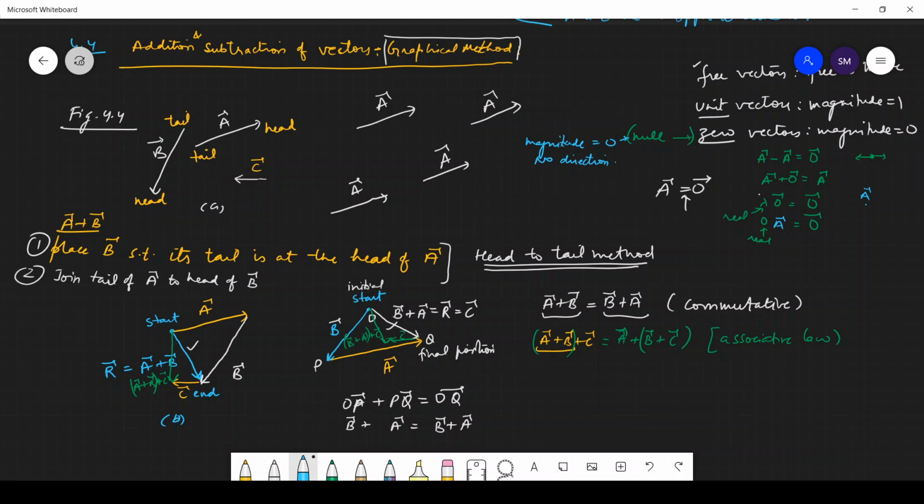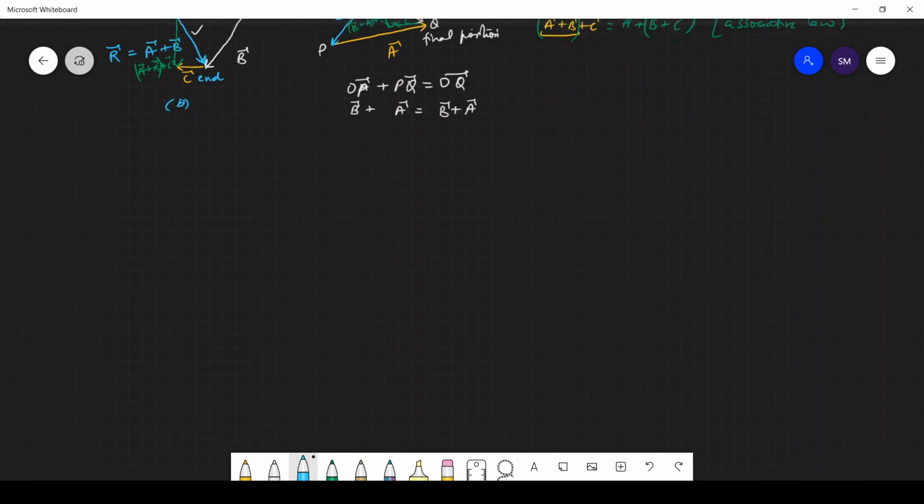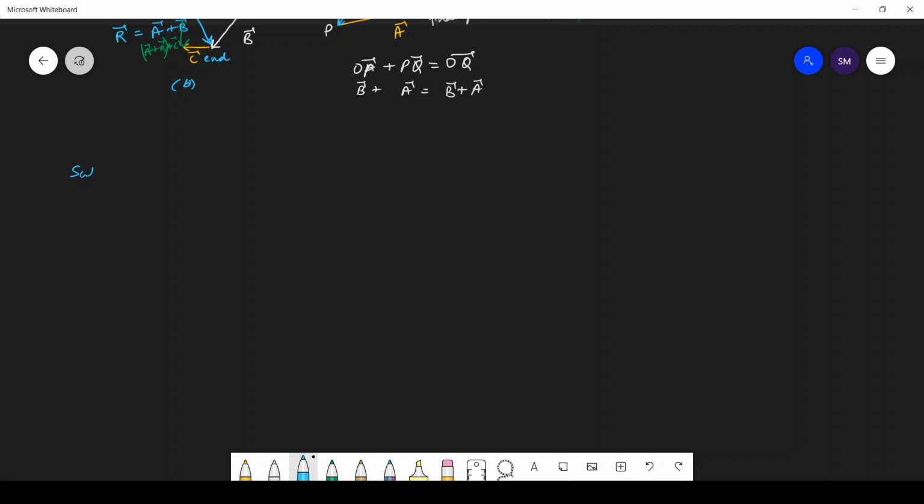It's clear. Now, what about subtraction? So subtraction of vectors. That is figure 4.5. So if we are adding two vectors, that's vector A and this vector B, and this was your resultant, vector A plus vector B. You started from here, and this direction and this direction, so that's your resultant, initial to final position.